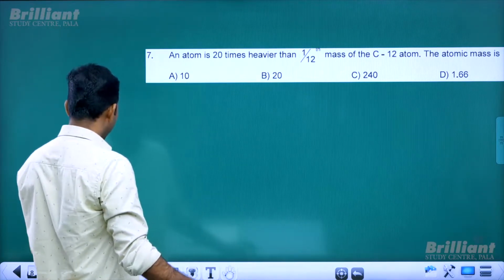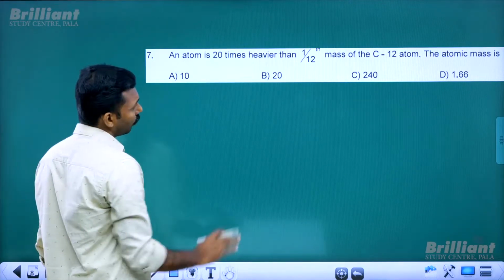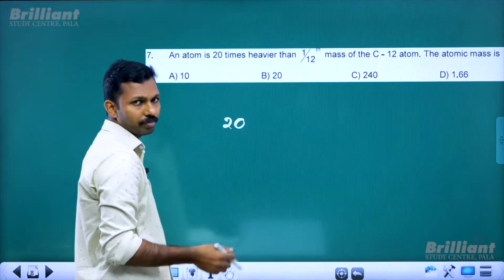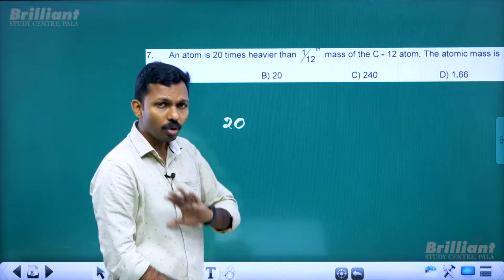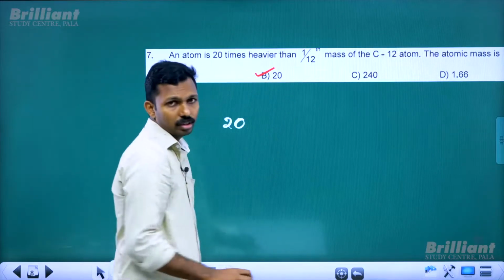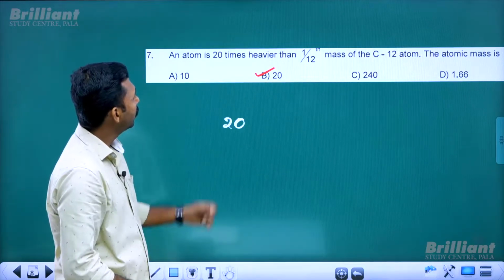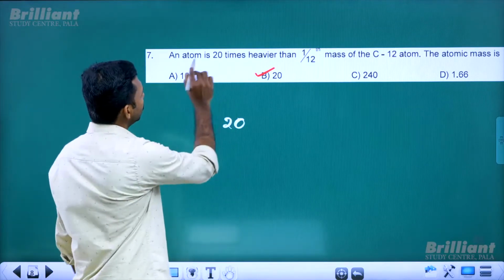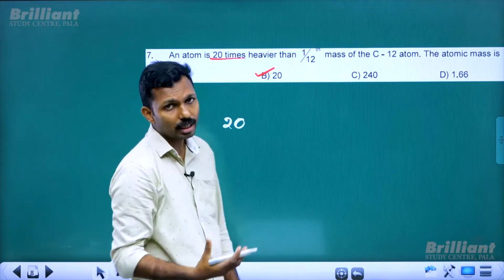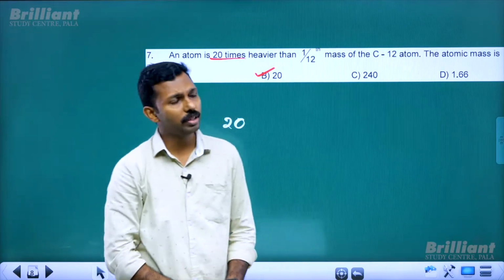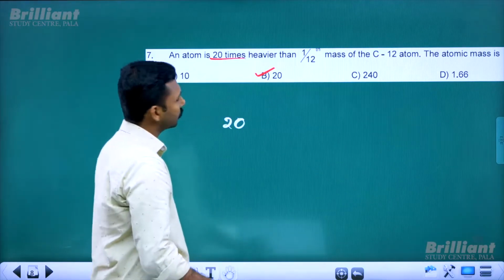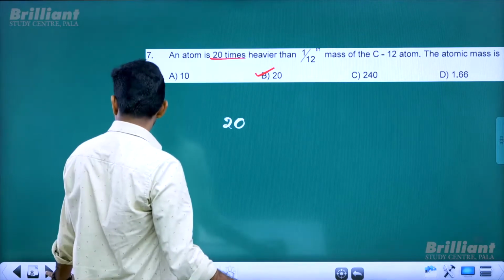Suppose we are comparing the mass of an atom with the 1/12 mass of a carbon atom, and we find it is 20 times heavier. Then no doubt its atomic mass can be considered as 20. That is the definition of atomic mass: how many times heavier an atom is than 1/12 mass of a carbon 12 atom. Here it is given as 20 times. 1/12 mass means 1 AMU, we know. So the answer option will be 2, or B, for this question.